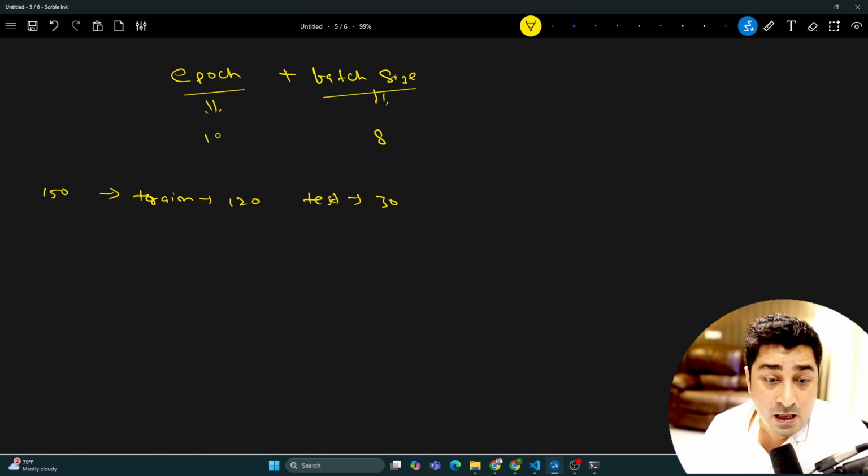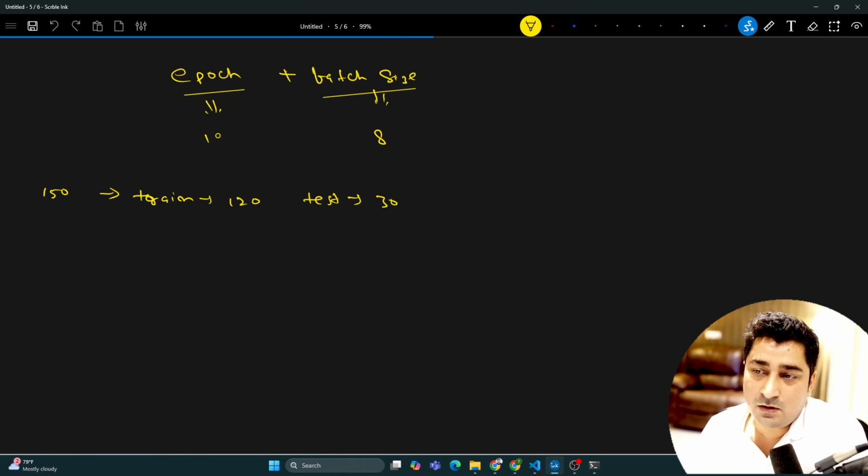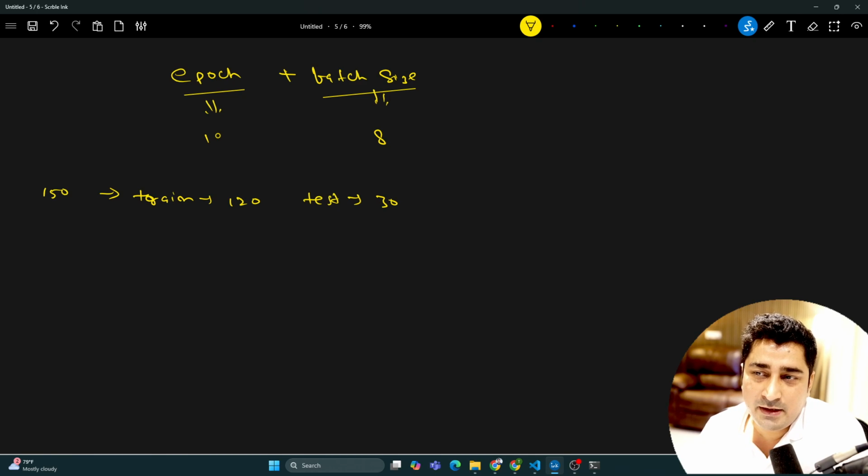So this is the training sample and this is the validation sample. Now, how many epochs do we have? The number of epochs is equal to 10. And what is the batch size that we have? Batch size is equal to 8. So what is the meaning of a batch size?